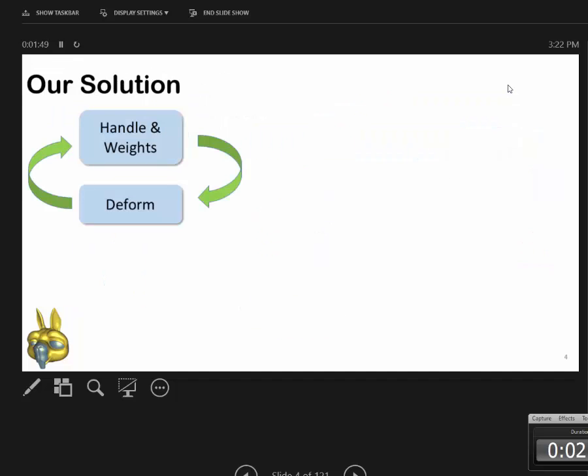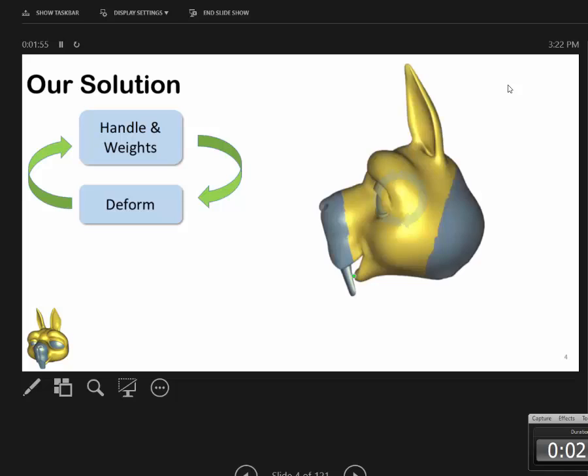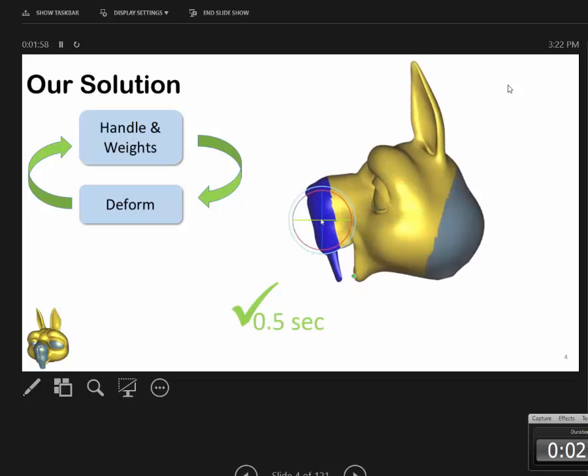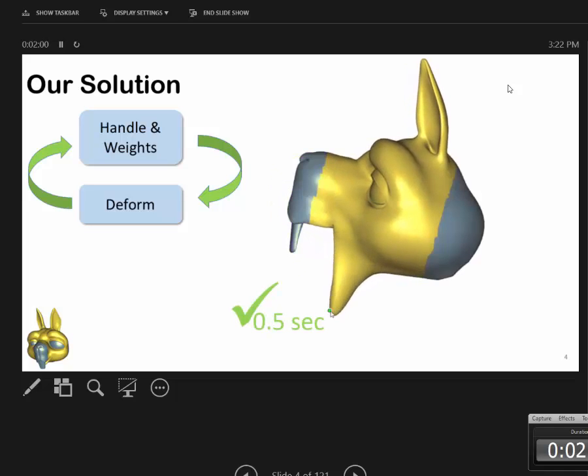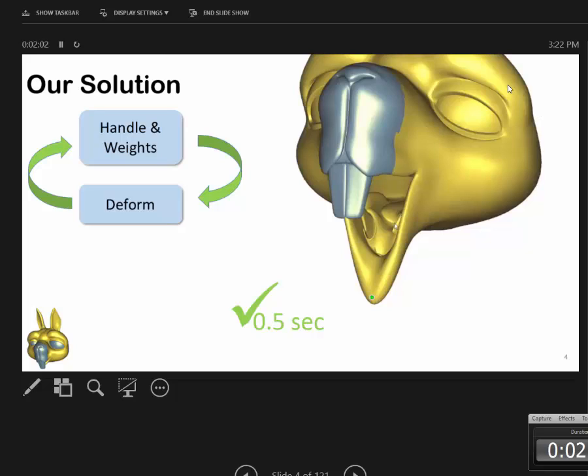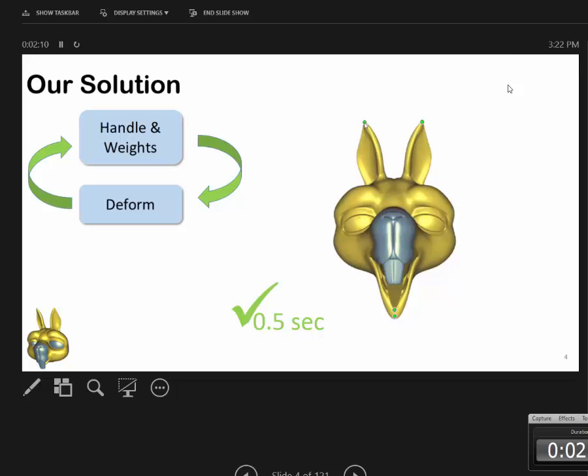Our method breaks the pipeline by allowing the user to iterate between defining the handles and deforming the shape. In this example, the user first deforms the shape. Here the user adds new handles onto the tongue of the armadillo, and the weights are recomputed immediately. It took about half a second for our method to recompute the weights. Again, here the user wants to add some more handles on the ears of the armadillo, and it computes very fast.